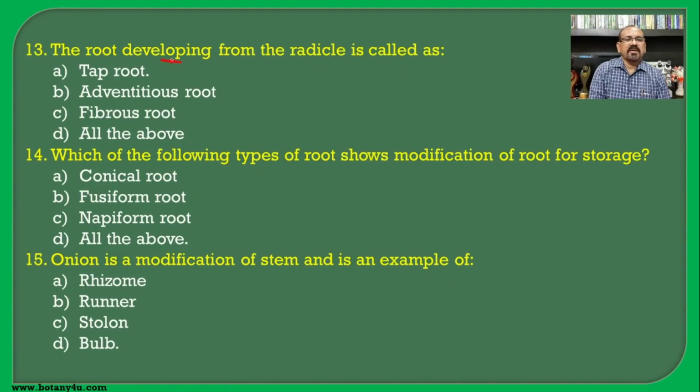The root developing from the radicle is called as. Basically there are two different types of root: one is taproot and the second one is adventitious root. The taproot is a characteristic feature of dicotyledon, and the adventitious root is a characteristic feature of monocotyledon.